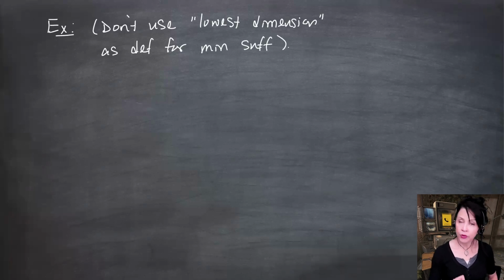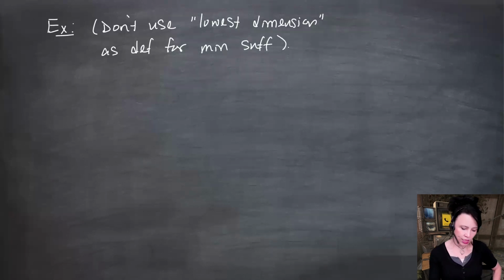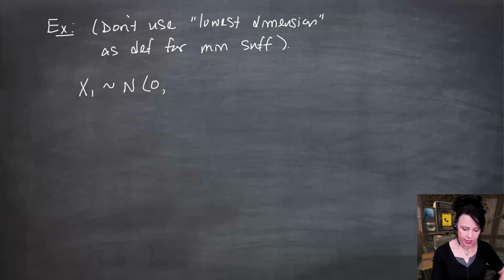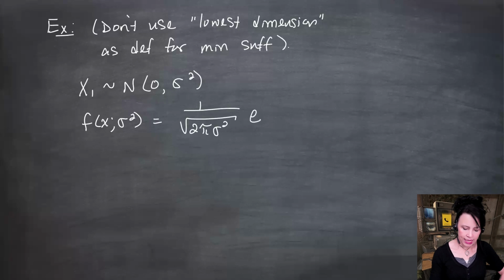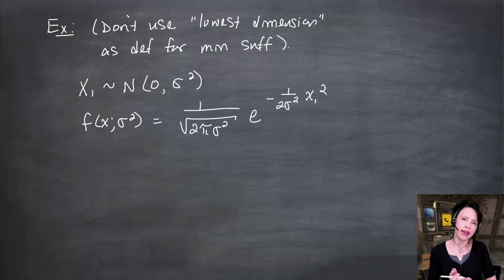I'm just going to show you an example where this is going to cause us problems. I'm going to make it nice and simple and have only a sample of size 1. So suppose I have x1 normally distributed with mean 0 and variance sigma squared. If you write out the joint PDF, which is just the single PDF, you get 1 over the square root of 2 pi sigma squared e to the minus 1 over 2 sigma squared x1 squared. This is already in the exponential family factorization.